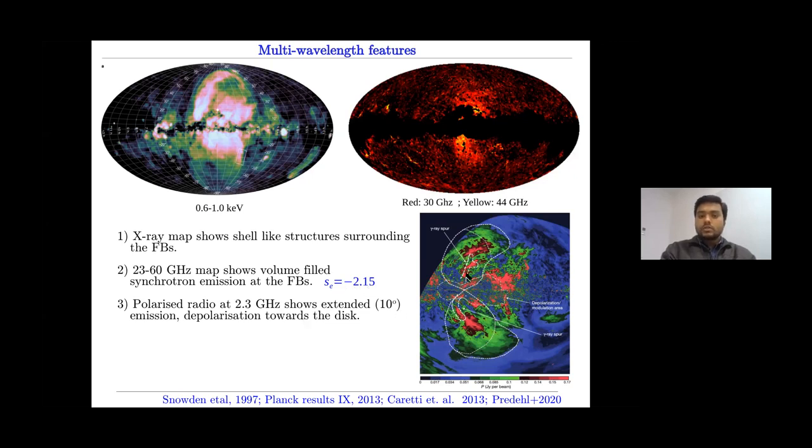We also see in polarized radio emission at 2.3 gigahertz that this radio emission is extending further out from the Fermi bubble towards the top.